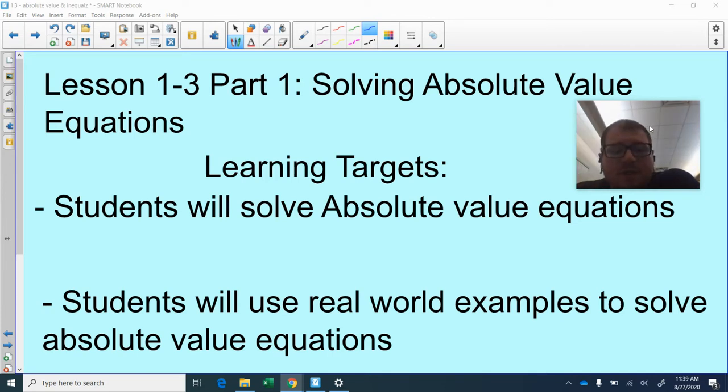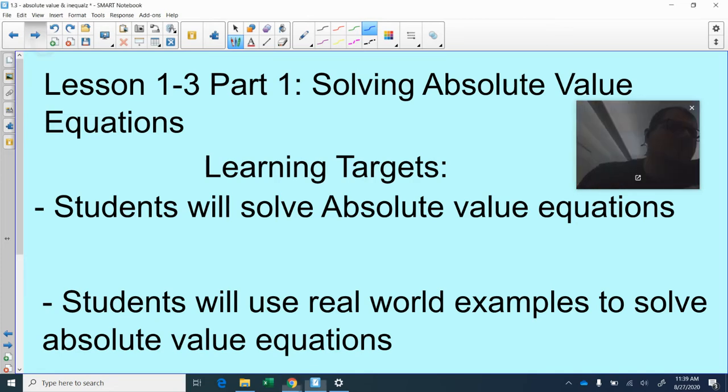Today's learning targets will be, simply put, students will solve absolute value equations, as well as students will use real-world examples to solve absolute value equations. So you can see that today's learning targets are right in line with what we have been trying to do. The main focus for today is going to be absolute value. So let's go ahead and just get into it.